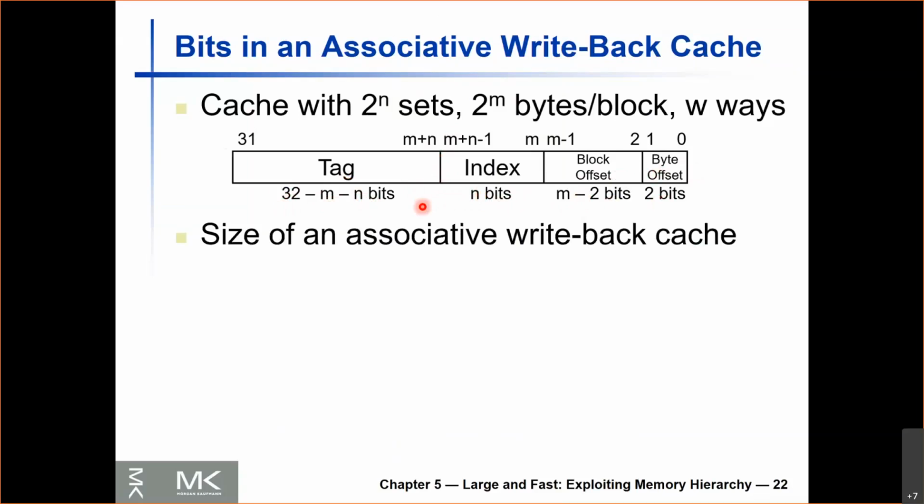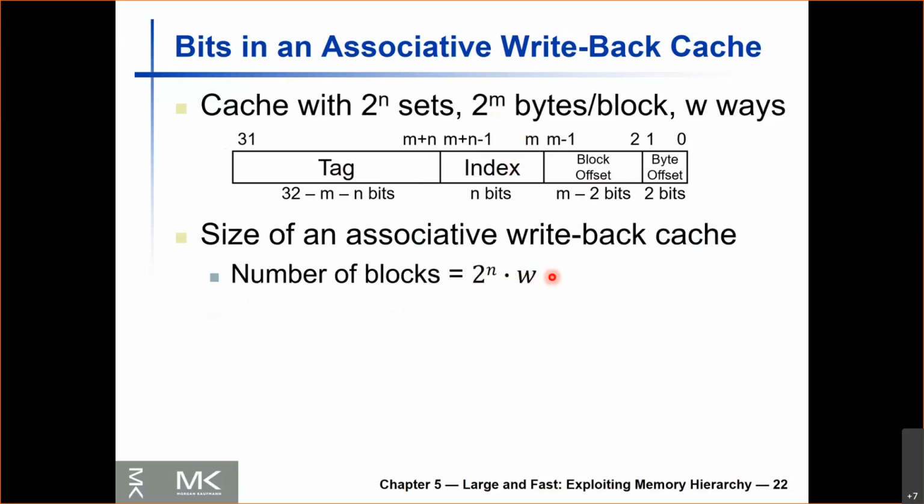Okay? Let's look at the size of our associative write-back cache. First of all, the number of blocks is going to be 2 to the n times w, right? We have 2 to the n sets times w ways. How many data bits do we have? So we have 2 to the n times w blocks, and every block has 2 to the m bytes, and every byte is 8 bits. Yes, exactly. So the number of data bits is 2 to the power n times w times 2 to the power m times 8.